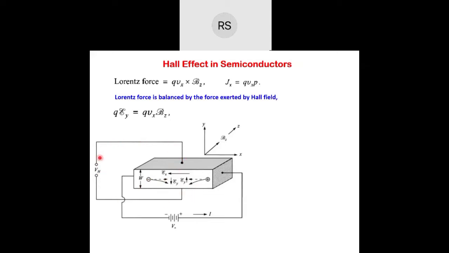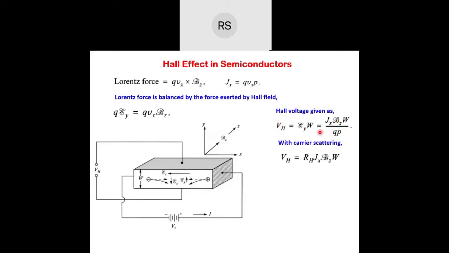You can measure the Hall voltage. So this is the Hall voltage, and Hall voltage divided by W is the Hall field. And this is actually the current density. Jx is equal to QVxP, and the Lorentz force is balanced by the Hall field, and you see the balance of the forces at equilibrium. And you can make a few substitutions and arrive at the value of the Hall voltage.